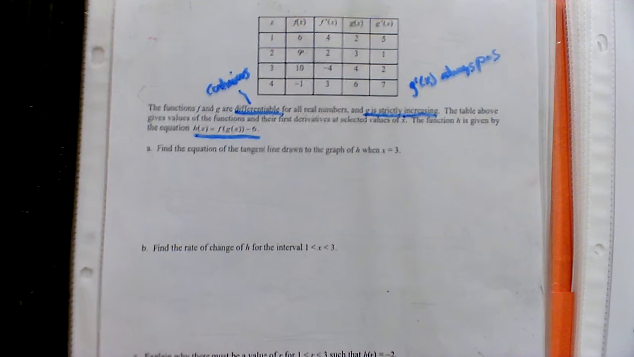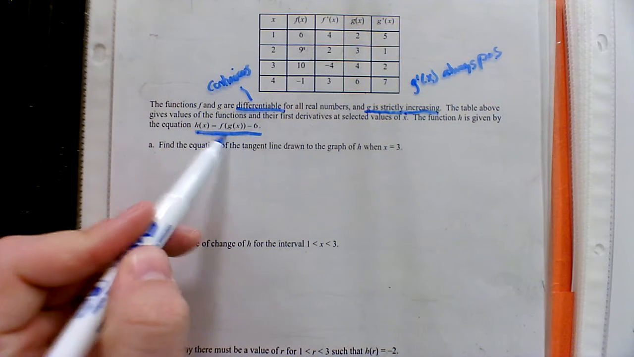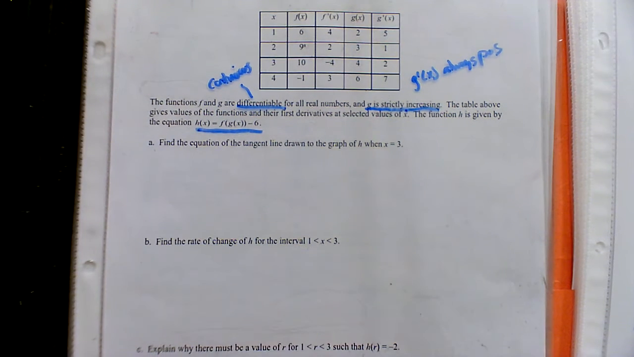Let's look at part A. Find the equation of the tangent line drawn to the graph of h when x equals 3. Well, we know our h function is this function given here. And they give us some x value. They want to know when x is equal to 3. So what do we need to find the equation of a tangent line? We need to know the derivative of the equation. Okay, eventually, yes. What two things do we need to know, though? A point and a slope. Yeah, that's what I'm looking for. We need a point and a slope.